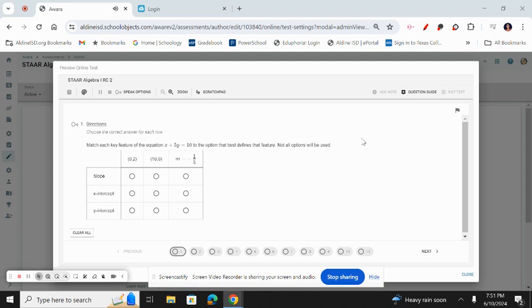Okay, so here's just a couple questions that have to do with reporting category 2. Reporting category 2 is linear functions. It deals with slope, rate of change, graphs, being able to identify key features in graphs. So that's what we're going to do right now. It says match each key feature of the equation x plus 5y is equal to 10. Right?